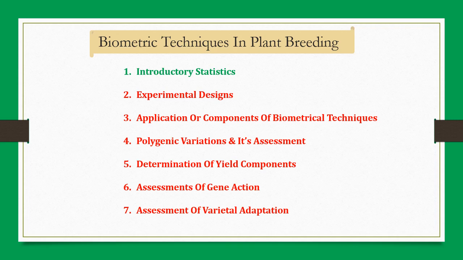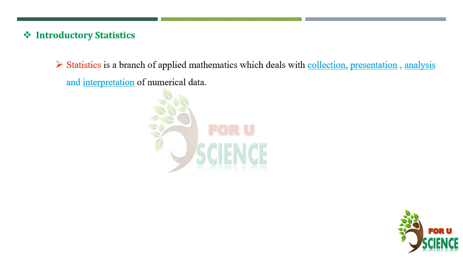Okay, so let's start today's topic, which is about introductory statistics. If we see the definition, what does statistics mean? It's actually a branch of applied mathematics where we apply mathematics to deal with different numerical data which we got from the field, including collection of data, presentation of those data, and analysis and interpretation of that data to get a conclusion. So statistics is the branch of applied mathematics which deals with different aspects of analyzing data and getting to a conclusion.